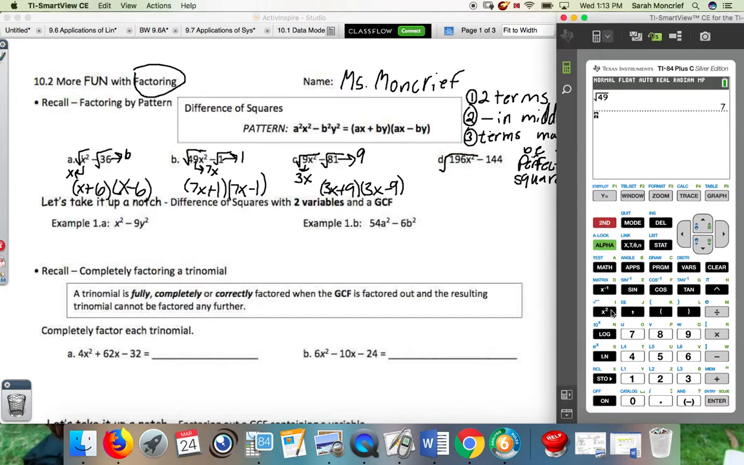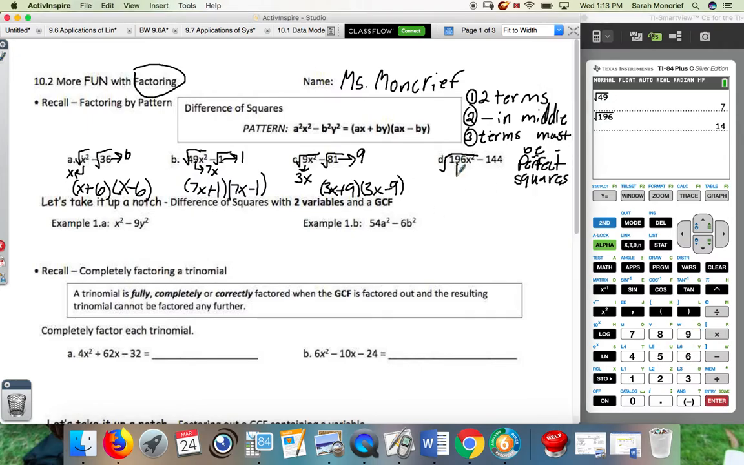Remember, we can take the square root of 196, and we get 14. So we have 14x. So we have 14, and then what's the square root of x squared? X. Very good. And so we got 14x to the square root of 196x squared. And then what's the square root of 144? Well, that would be 12.